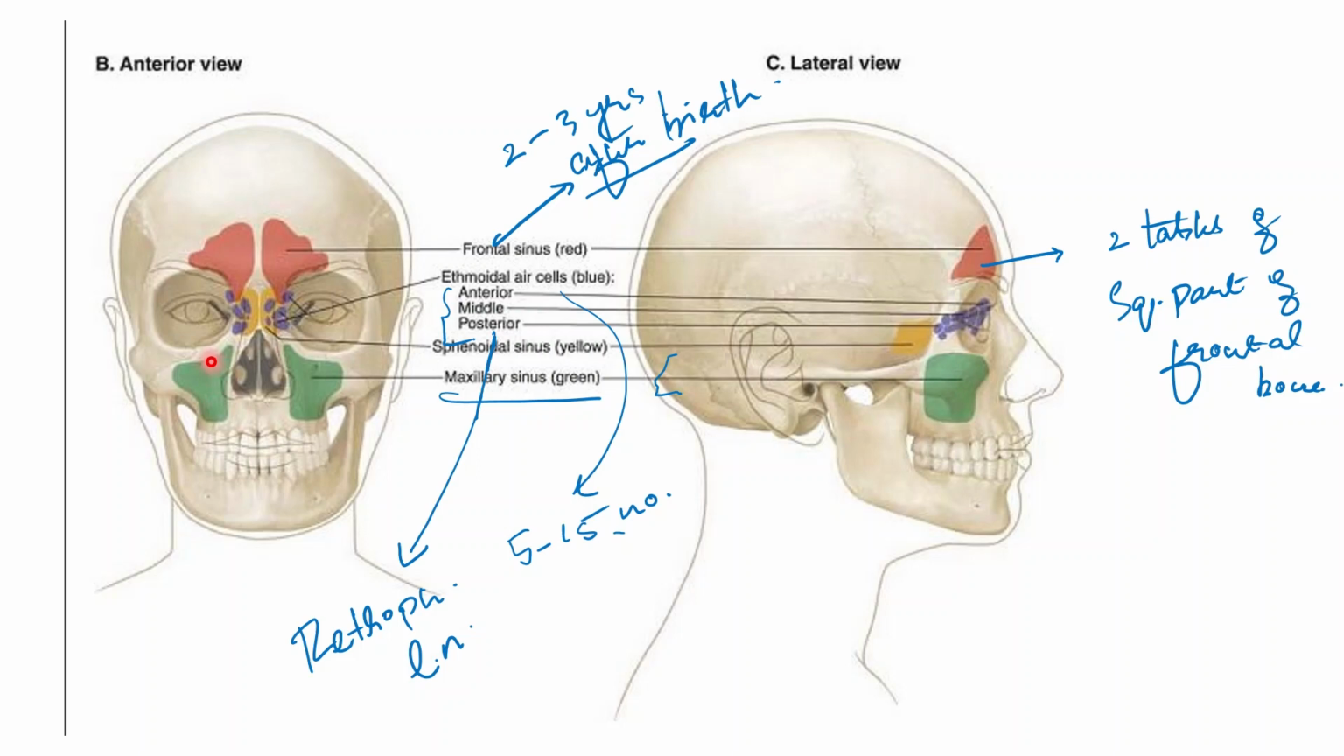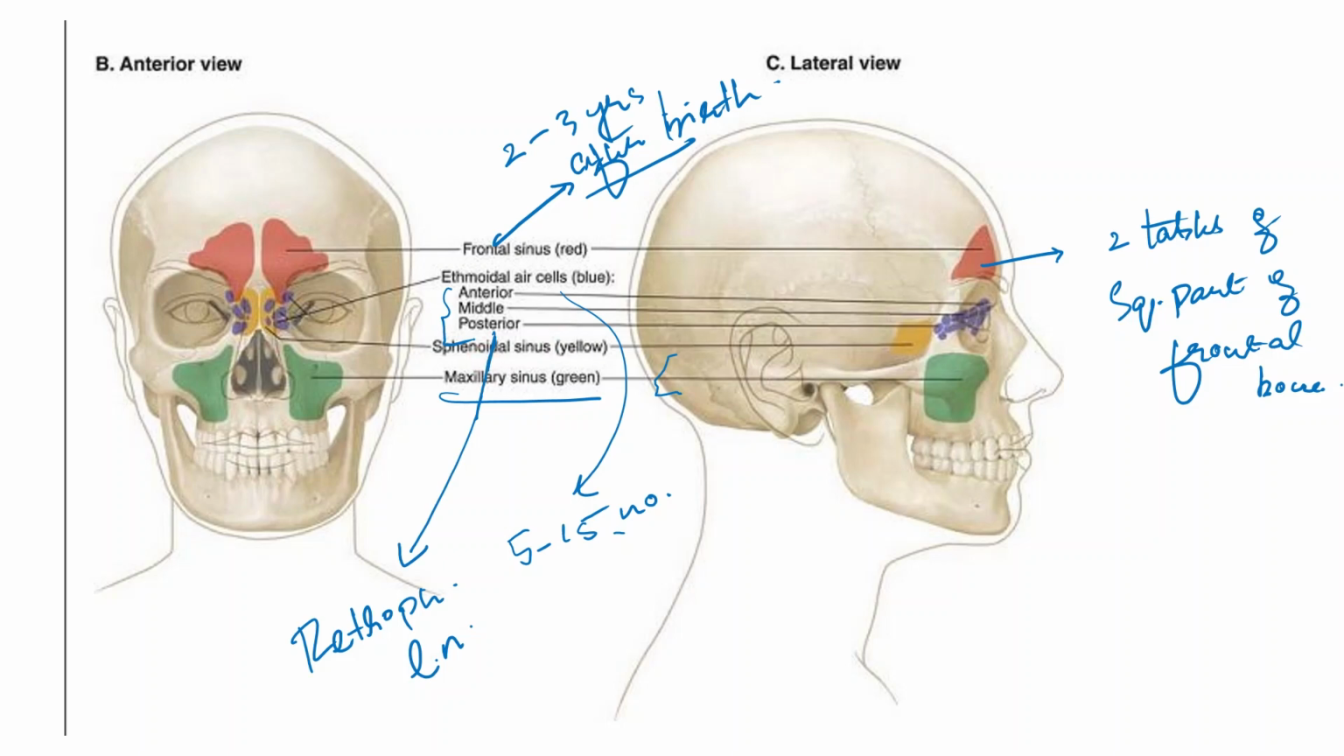To remember, the lymphatics from the frontal air sinus, the anterior and middle ethmoidal air sinuses, as well as the maxillary air sinus, drain into the submandibular group of lymph nodes, except the two: the sphenoidal air sinus and the posterior ethmoidal air sinus. These two drain into the retropharyngeal group of lymph nodes.